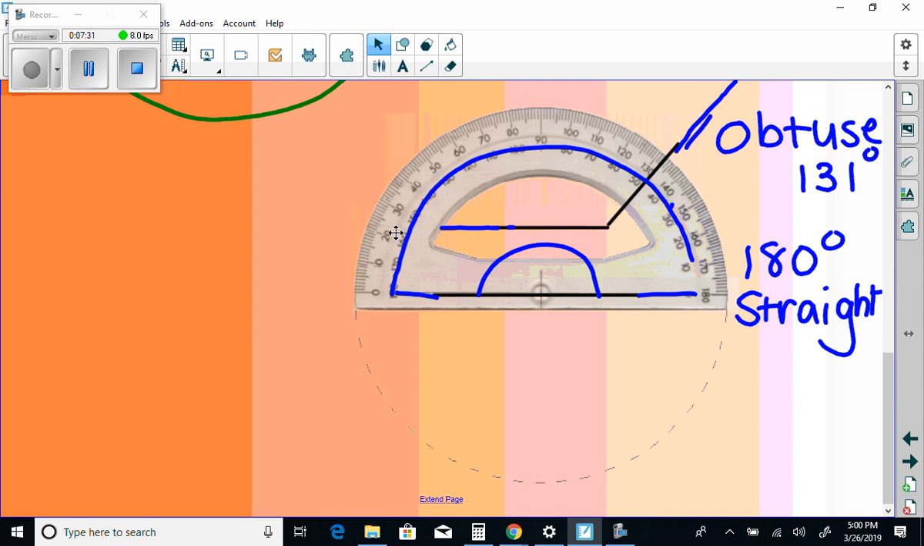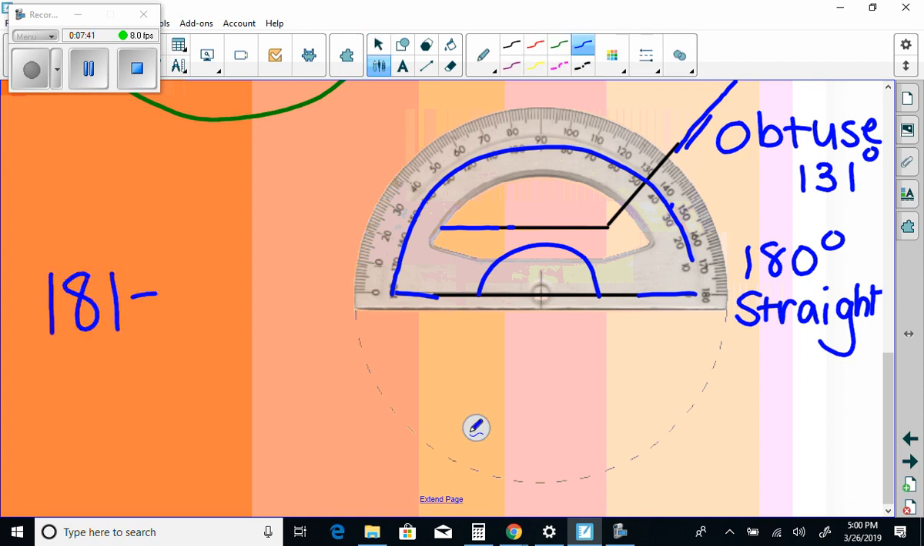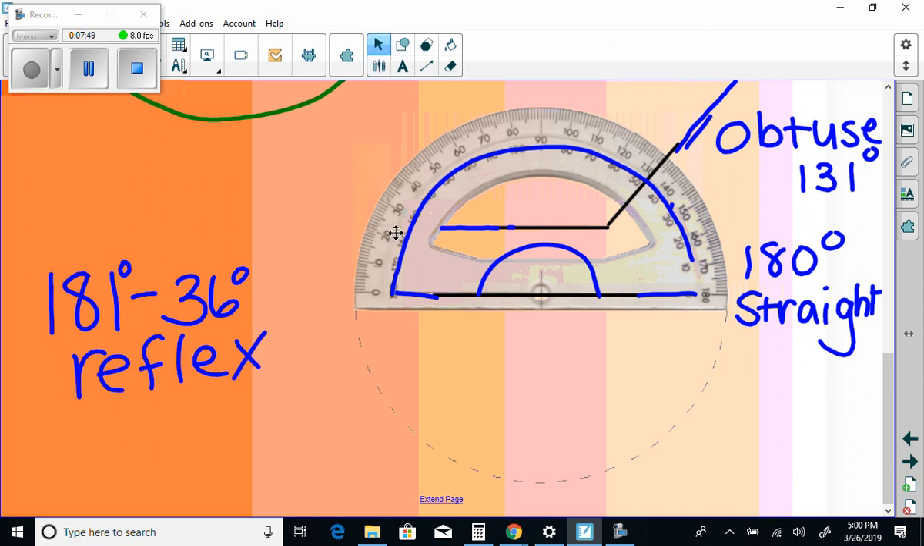So that is how you measure angles, and that's what angles are. Anything larger than 180, 181 degrees, all the way to 360 degrees, those are known as reflex angles. And that is angles.